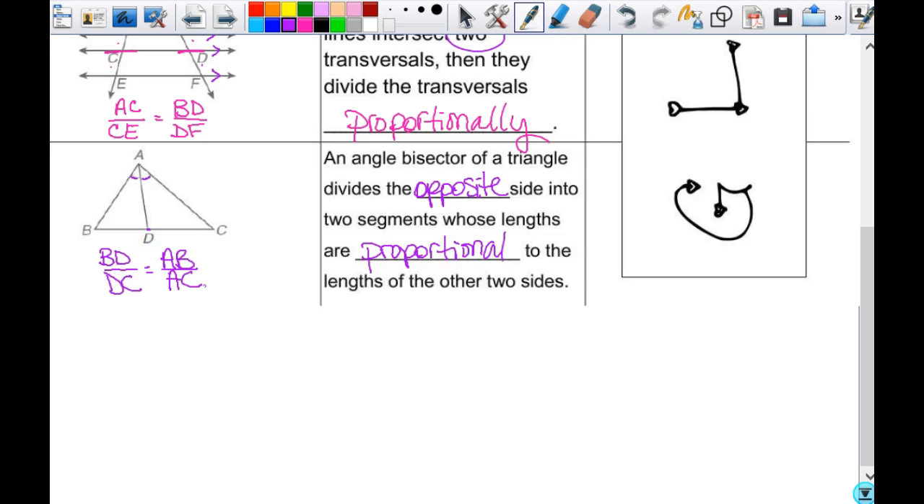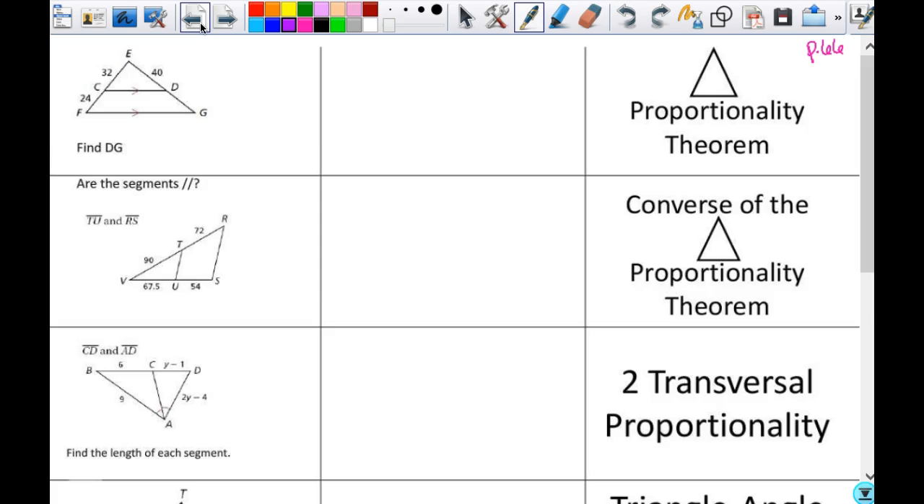All right, so let's go do some examples. So if you open it up the other way, you've got room to do examples. And we can use both of these sections here to actually do our work and write things in. Okay, so for this first one, I want to find the length of DG. So I'm going to put X on DG so that I have something to call it. Of the four things that we just talked about, which one do we get to apply here to actually solve for X?